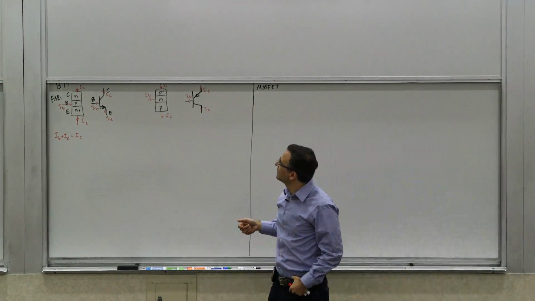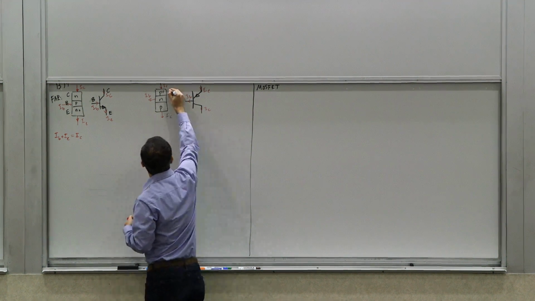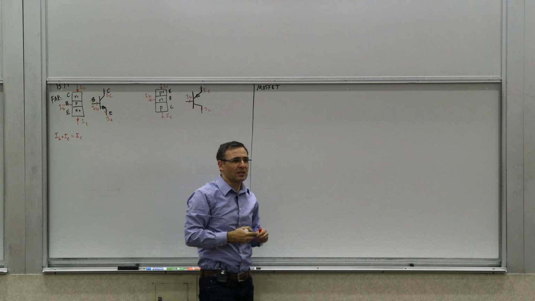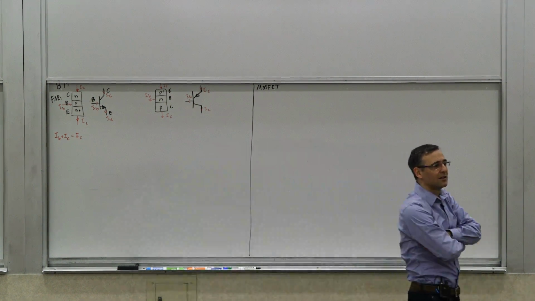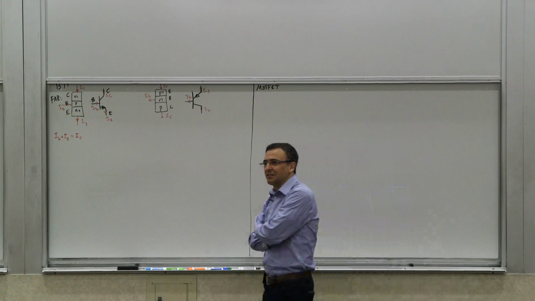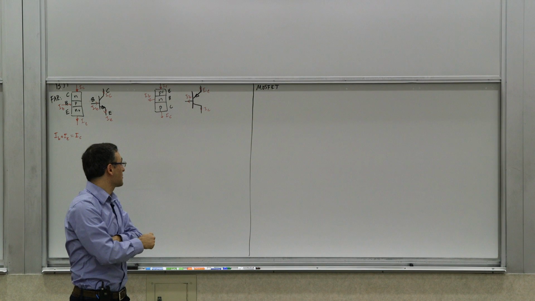Now, why do you think I did this PNP one backward? So this is emitter-based collector, and that was collector-based emitter. I did it upside down, really, right? Why did I do that? Is there a particular reason that we did this, or so that the current is also flowing down?